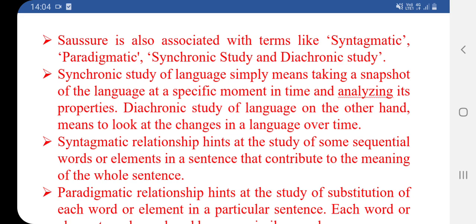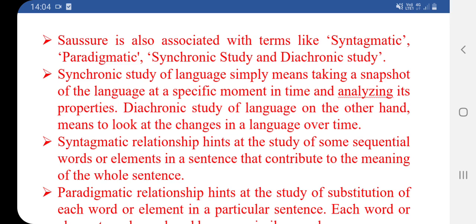So Saussure, apart from the concept of sign, is also associated with terms like syntagmatic and paradigmatic study, and synchronic and diachronic study. So what is synchronic study? Synchronic study of language simply means taking a snapshot of the language at a specific moment in time and analyzing its properties. So synchronic study is simply the study of the present use of the language at a specific context or time, and it analyzes its properties and features.